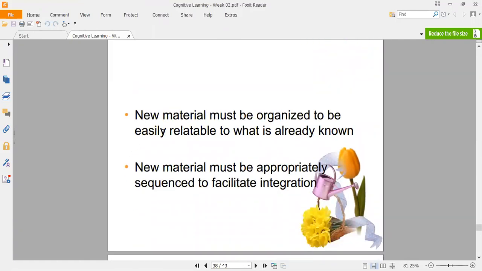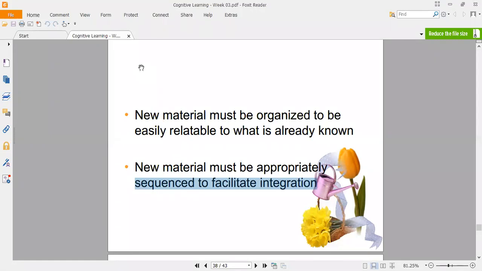A very important thing is that when you are introducing any new material, new theory or new teaching, make sure it is easily relatable to whatever they already know. And new materials need to have what? Sequence that facilitates integration. The best example I can give you is your human learning syllabus.